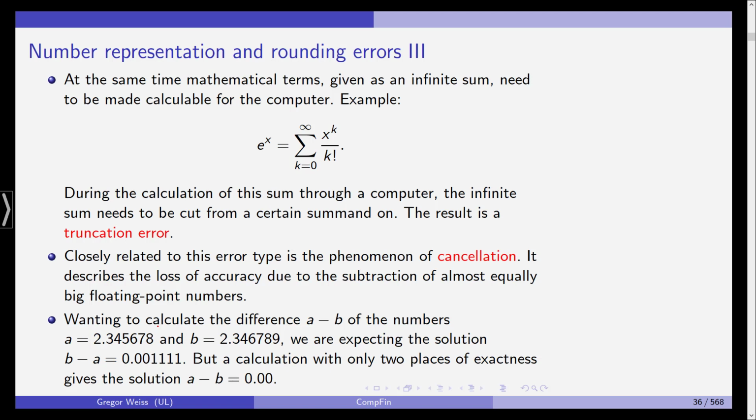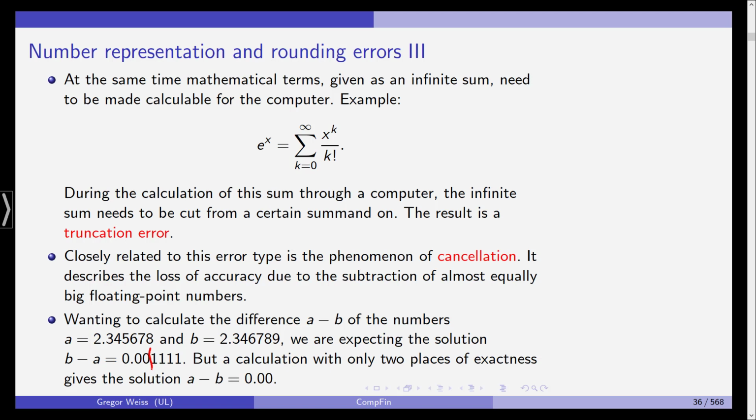So if you have two numbers that are very close to each other and you subtract those, for example, a equals 2.345678 and b equals 2.346789, you would expect the exact solution of 0.001111. But if you only use a computer that has a precision of 2 decimal places, then again, you would cut off here. Then the solution would be 0.